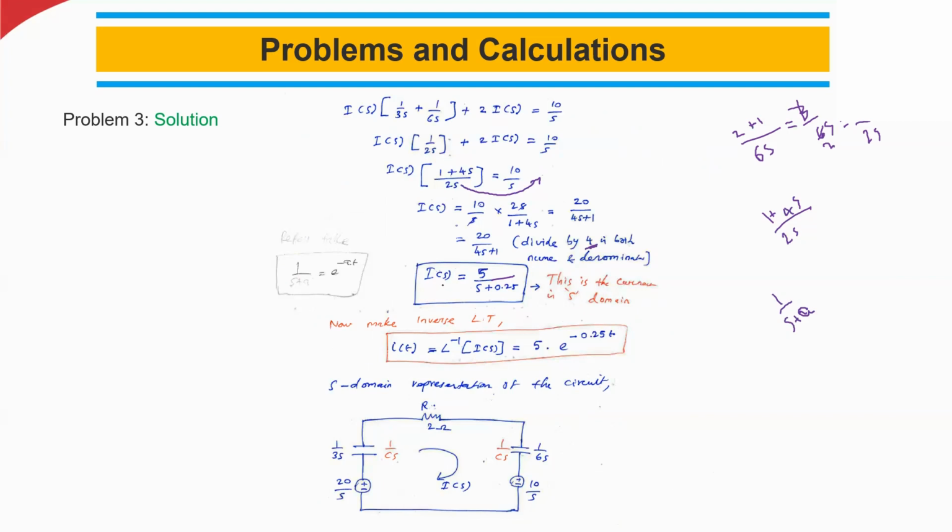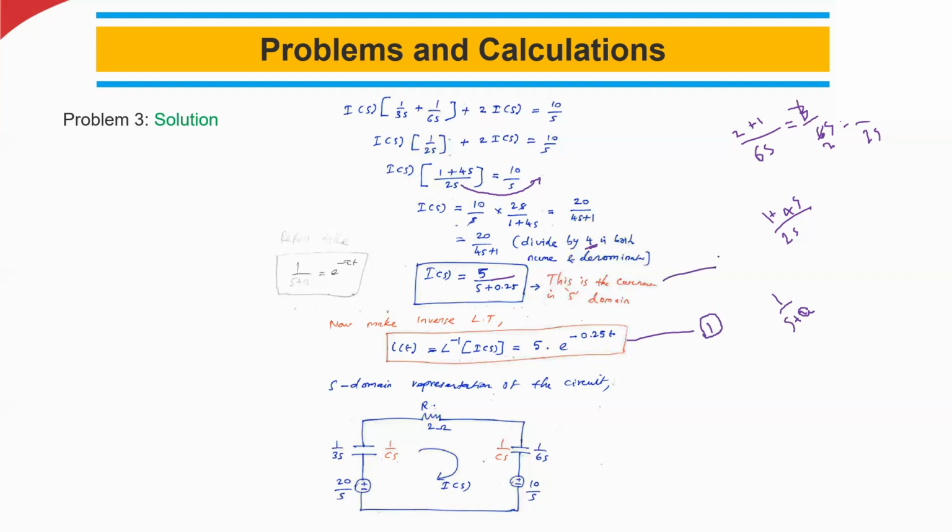Now this becomes I of t is equal to, so for 1 divided by s plus a, the formula is e to the power minus at. So a is 0.25 here. So 5 is a constant, keep it outside, and e to the power minus a, so minus 0.25t. So this is the final equation of the current in the time domain.